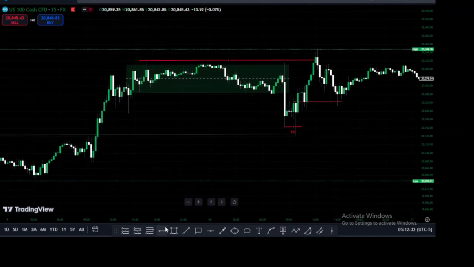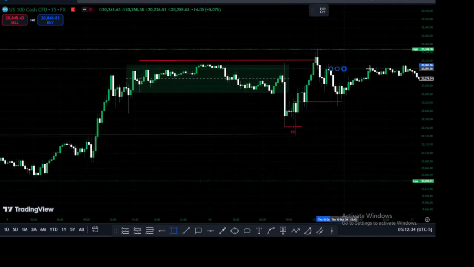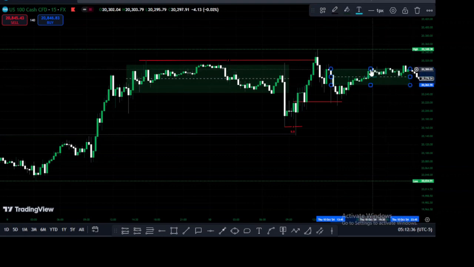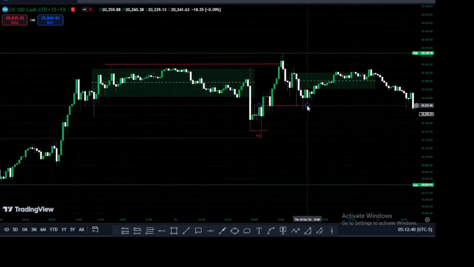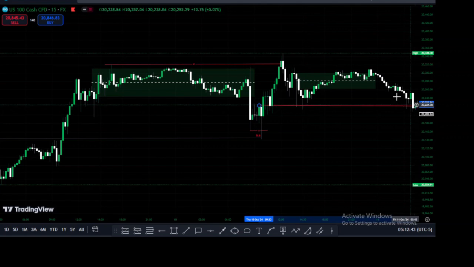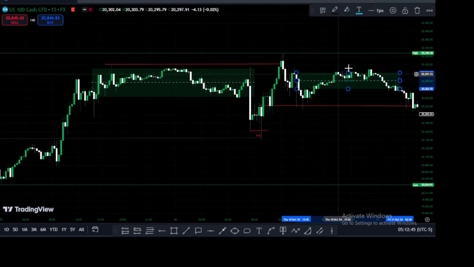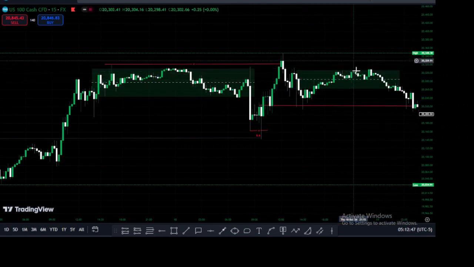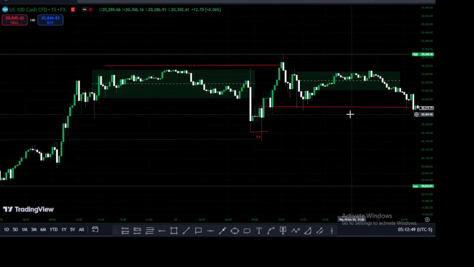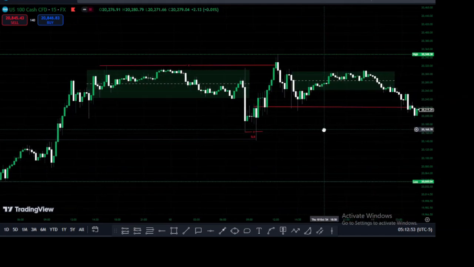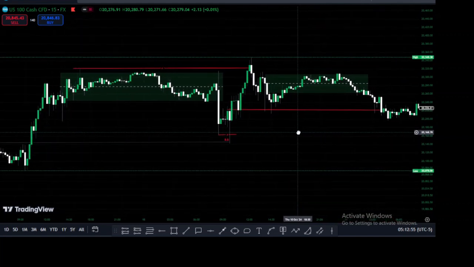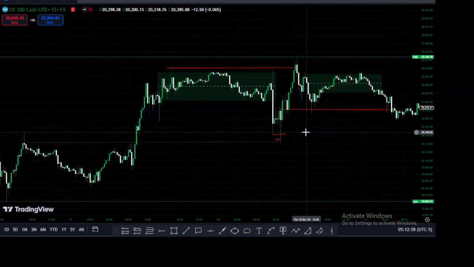So price still keeps on ranging. Price is still in a range, and let's see, price approaches our low over here. All right, so is this breakout of this range going to be a manipulation or a continuation? So let's still monitor what price is doing.